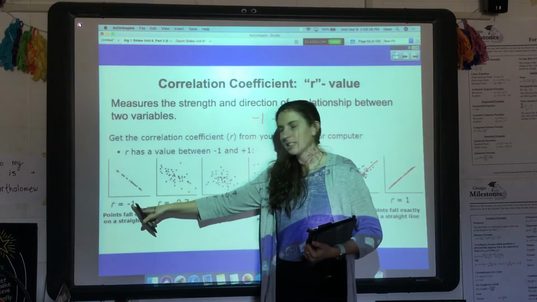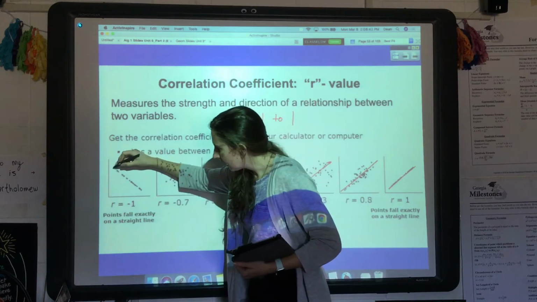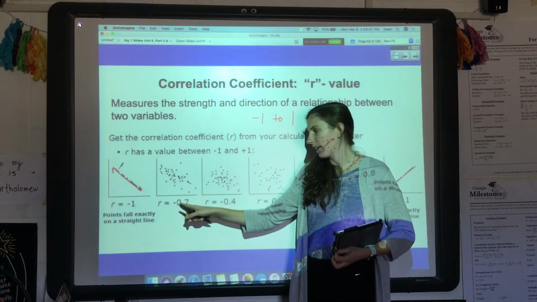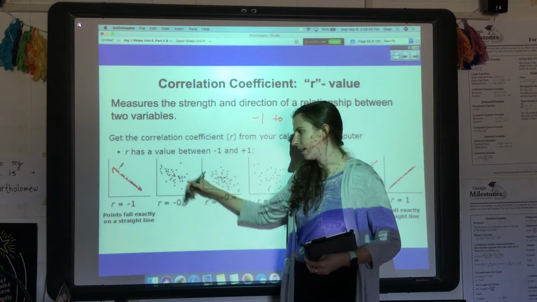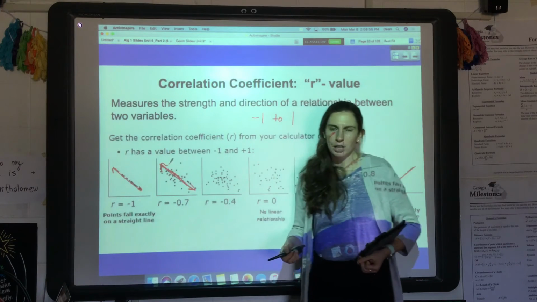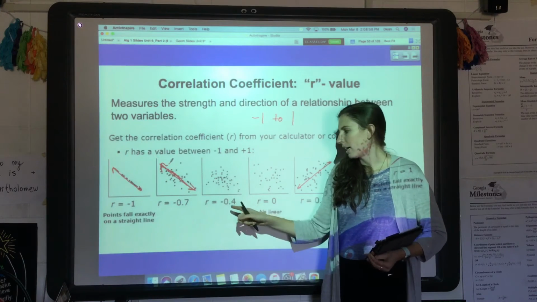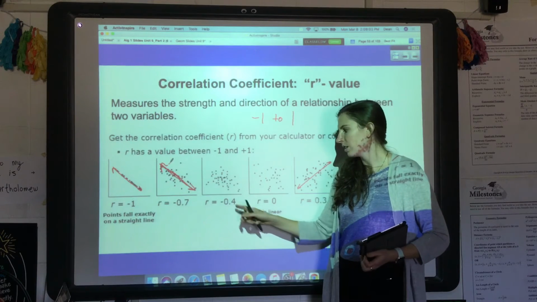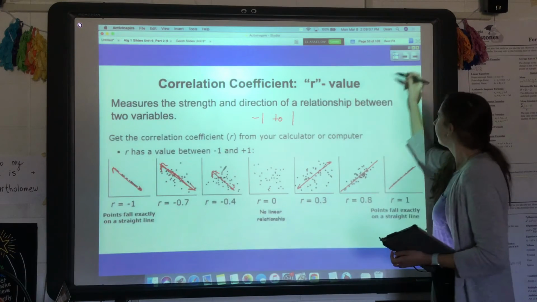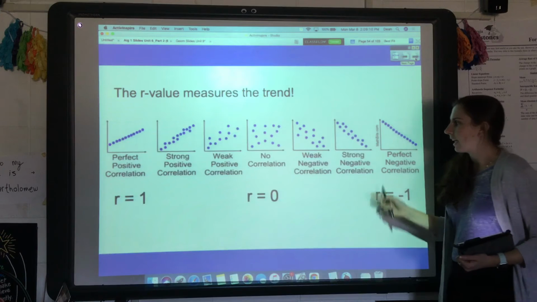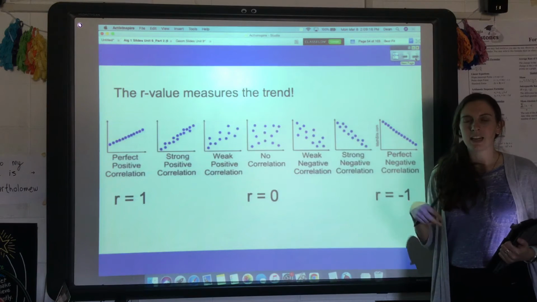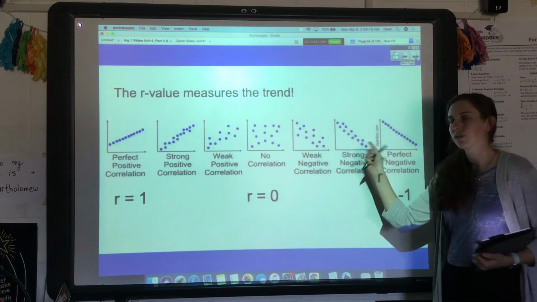If it's -1, like I said before, this is also perfect. It's just a negative correlation. If it's close to -1, like -0.7, -0.8, -0.9, those are all pretty strong, and they're still negative, but not perfect. And then -0.4 is pretty bad because it's closer to 0. So this is a pretty weak negative correlation, and then again 0 is the worst. Here's that all written out if that helps. So it measures the trend, how strong the correlation is and in what direction it is.